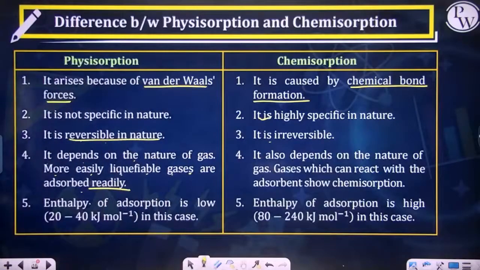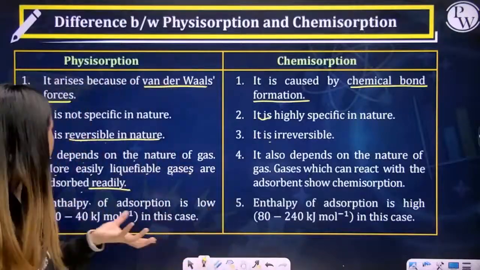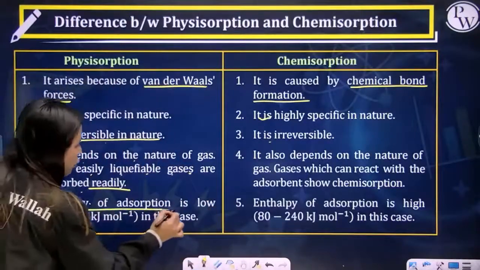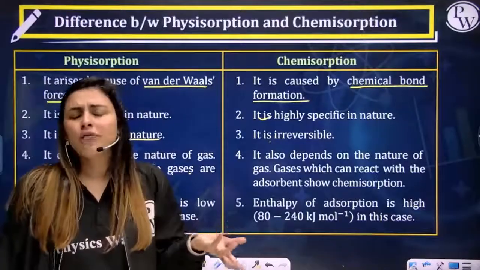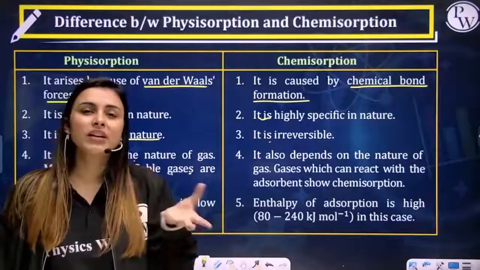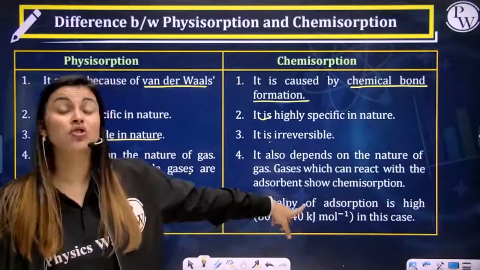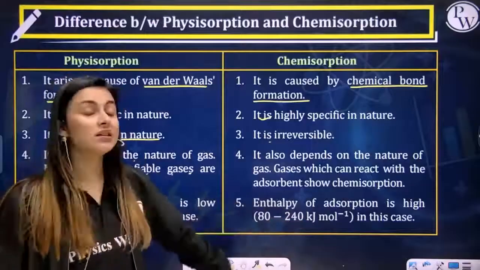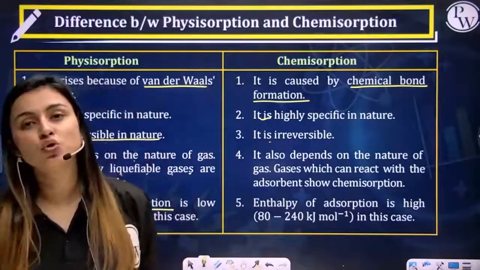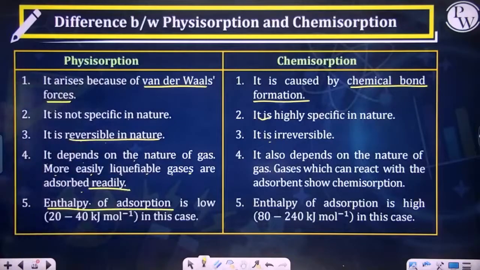Now, since the interaction is very weak, the enthalpy of adsorption is also very weak. Obviously, since the enthalpy is weak, the breaking or the making of the bond will only involve 20 to 40 kilojoules of energy. But since in chemisorption there are chemical bonds, strong bonds, the enthalpy is from 80 to 240 kilojoules per mole. I hope you got these points. Please write it down and then we'll move forward.